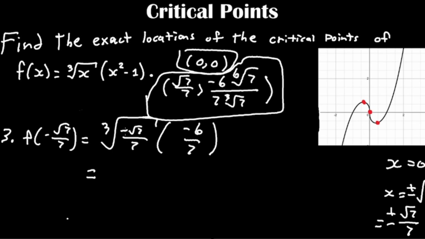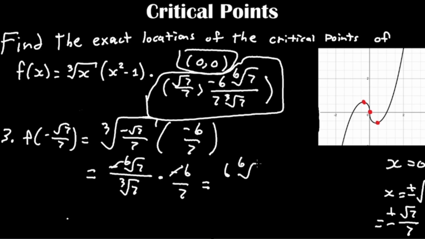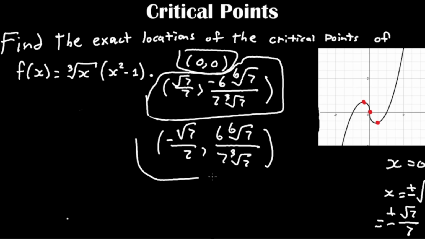And then the cube root of all this, we can distribute that again. We have this negative, but the cube root of negative 1 is just negative 1, so that just gets pulled out. And then we have a sixth root divided by cube root of 7 times negative 6 over 7. These negatives will cancel out. We'll get 6 sixth root of 7 over cube root of 7. Alright, these are all of our critical points.